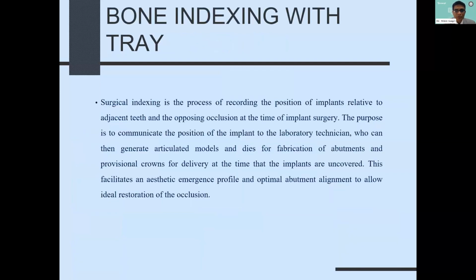So surgical indexing is the process of recording the position of the implant relative to the adjacent teeth and opposing occlusion at the time of implant surgery. The purpose is to communicate the position of the implant to the lab technician, who can then generate articulated models and ensure that you have a proper aesthetic emergence profile and an ideal abutment choice so that you can make the ideal restoration with the right kind of occlusion.